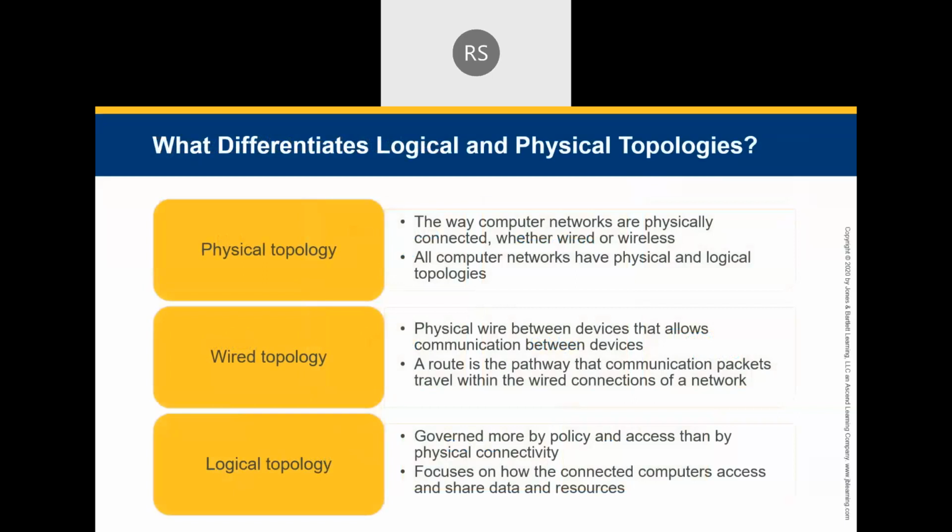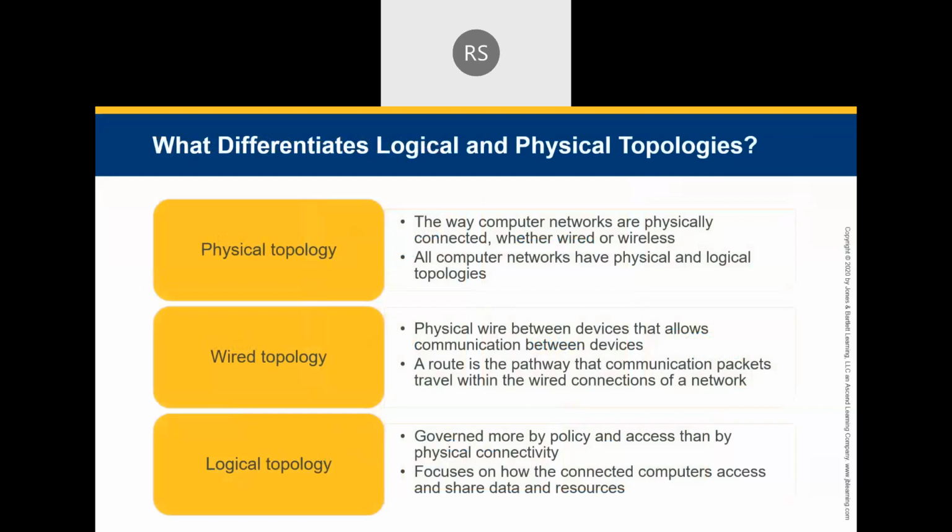So now we're going to look at the difference between the logical and physical topologies. A physical topology is the way the computer networks are physically connected, whether it's wired or wireless. All computer networks are going to have physical and logical topologies. The wired topology is the physical wires between the devices that allow that communication. A route, as we'll talk about, is the pathway that the communication packets travel within that wired connection of a network.